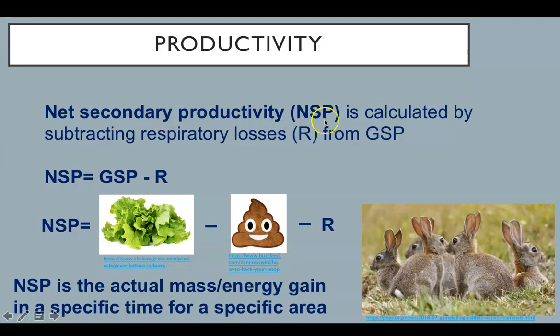And the net secondary productivity is calculated by subtracting respiratory losses from GSP, right? So net secondary productivity is equal to GSP minus R. And remember, GSP is the food taken in minus the fecal loss. So NSP is food taken in minus fecal loss minus respiration. The NSP then is the actual mass or energy gain in a specific time for a specific area.